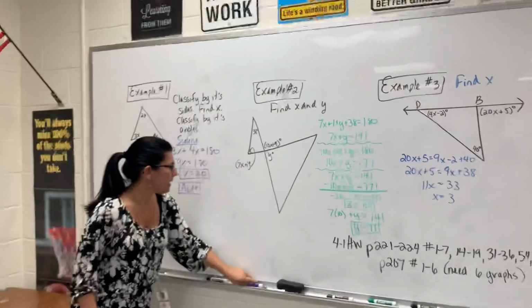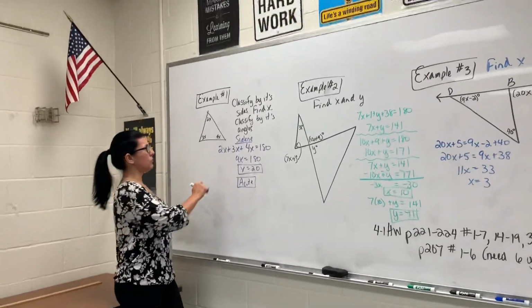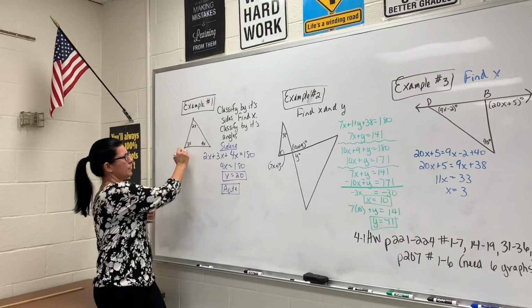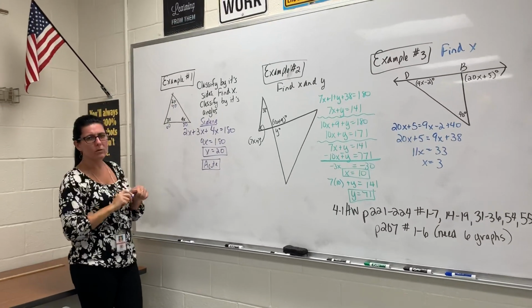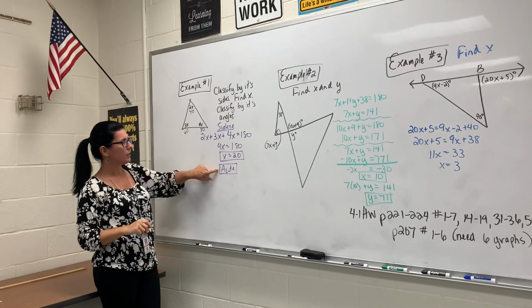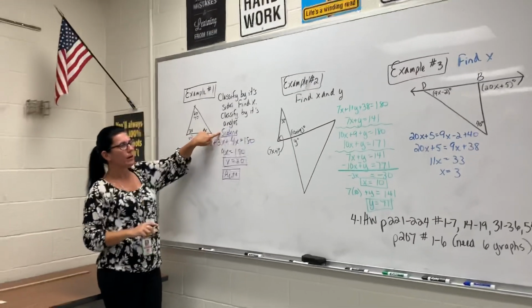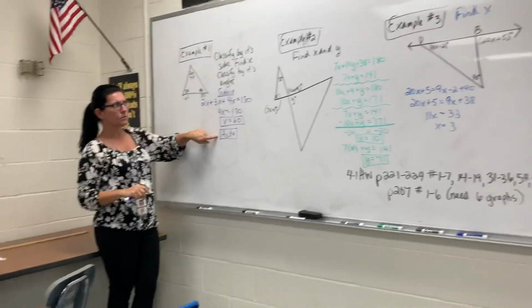So when I plug that in, I can see that all of my angles are acute. So this would be 60, this one would be 80, and this one would be 40. So all 3 angles are smaller than 90, which means it's an acute triangle. So it's scalene by its sides, acute by its angles.